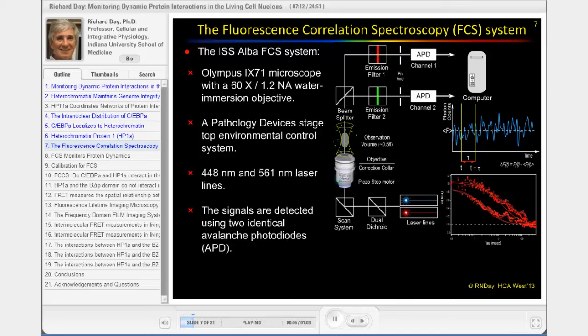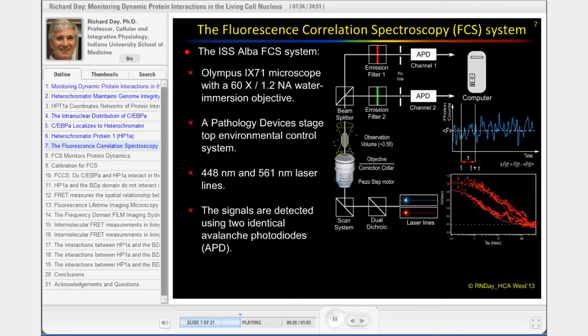And so I'm going to first address the FCS approach. And the system we have is an ISS ALBA system that's set up for doing FCS. It's on an IX71 microscope. We use a 60x 1.2 NA water immersion objective for our imaging. We have a stage top environmental chamber that controls the temperature at 37 degrees.